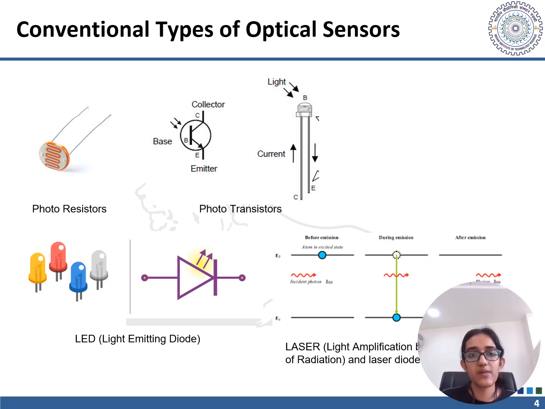Now let us talk about some conventional types of optical sensors, which I'm sure you've all heard about. One is photoresistors. Photoresistors is basically where the resistance of the material varies with the intensity of light. So for example, light dependent resistance. That's basically a photoresistor, which you can see here.